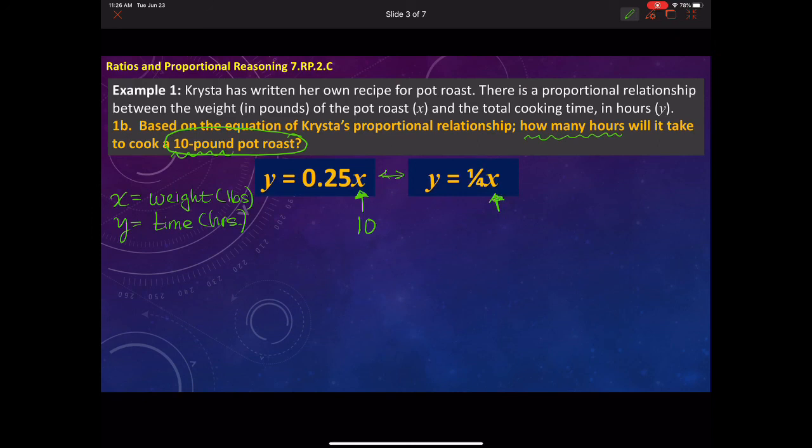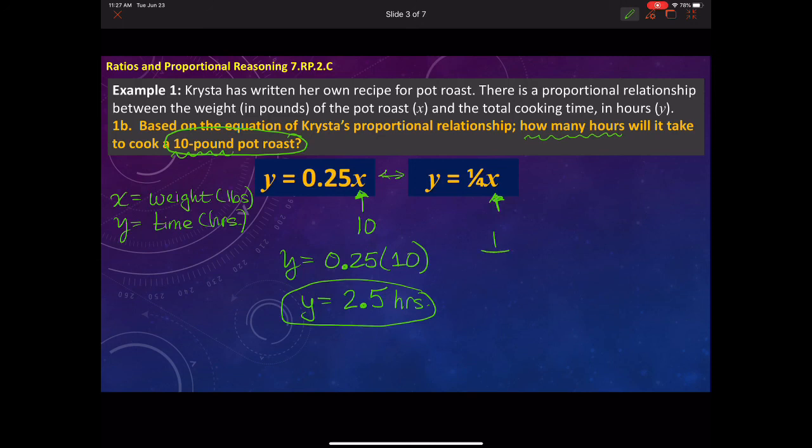Now it doesn't matter, I'm going to show you both ways. If we do this, 0.25x means 0.25 times 10. And when you solve that, you're going to get 2.5. So that's 2.5 hours, and it doesn't matter which way you do it.